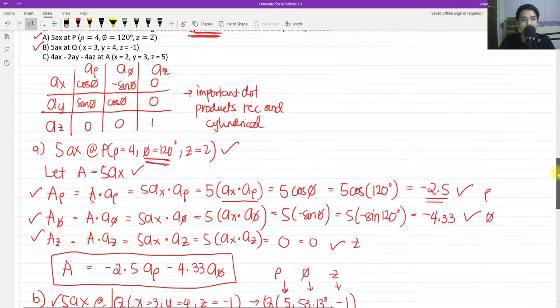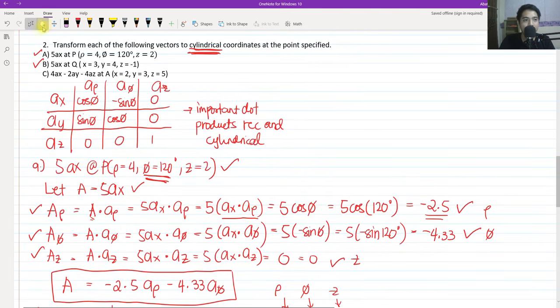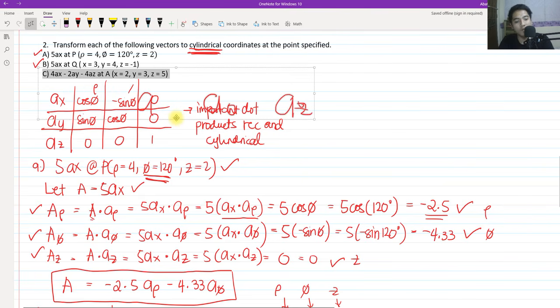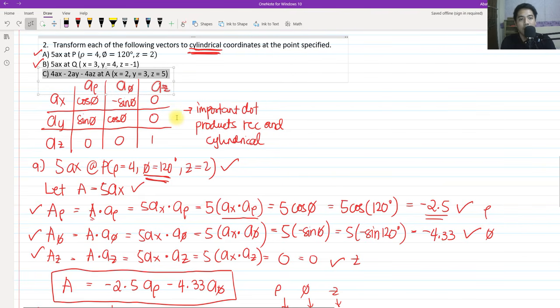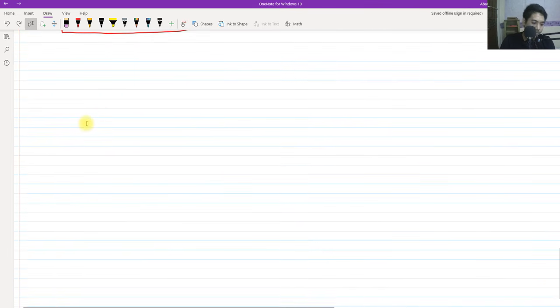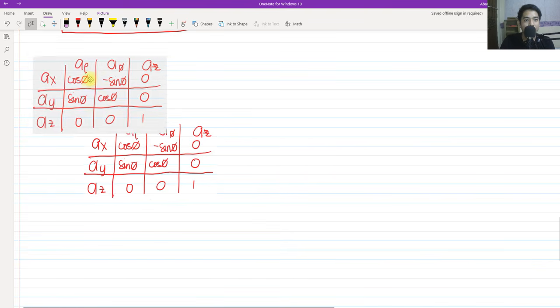So let me just copy this first. Copy the table. Let's just copy that table for our point of reference.